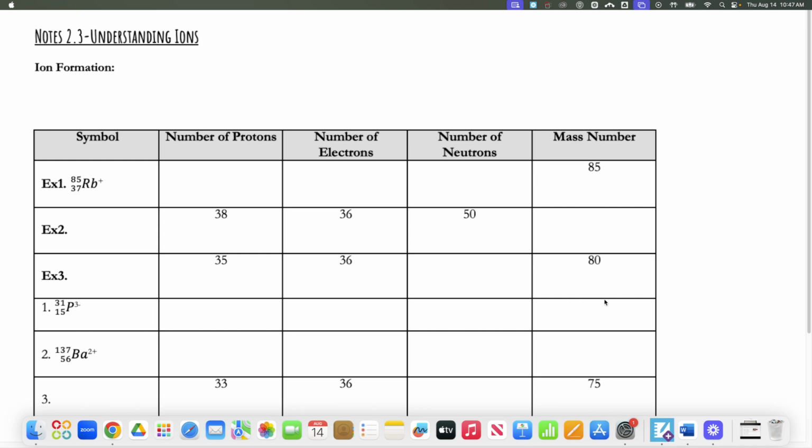So, in the last lesson, we learned about atoms. We learned about how to determine the number of subatomic particles an atom has: protons, neutrons, electrons. But the assumption that we were making was that we have atoms, and atoms have no charge, which means they have the same number of protons and electrons. Protons are positively charged, electrons are negatively charged.